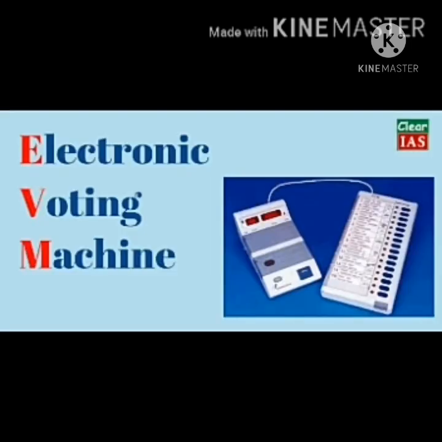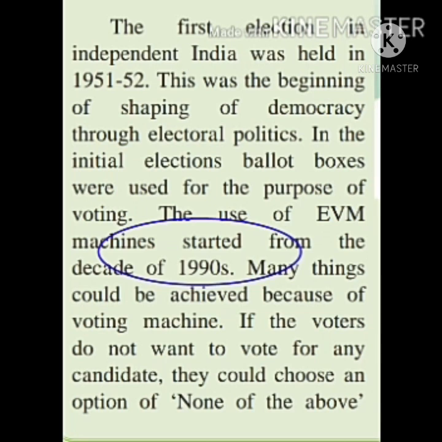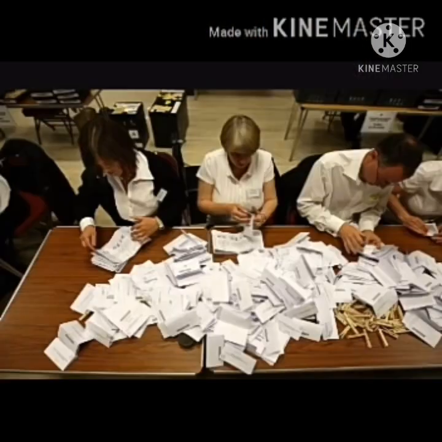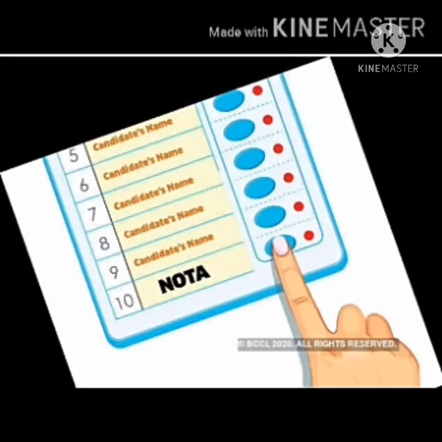Now we have EVM machines, that is electronic voting machines, which started from the decade of the 1990s. There are many advantages of EVM machines. Illiterate people can give vote easily by pressing the button in front of the symbol. It saves tons of paper which was used in ballot. So it helps in conserving the environment.